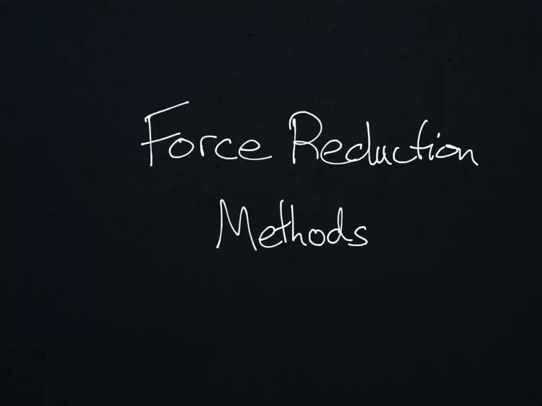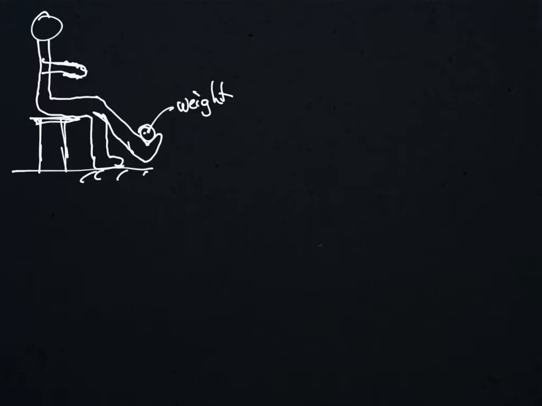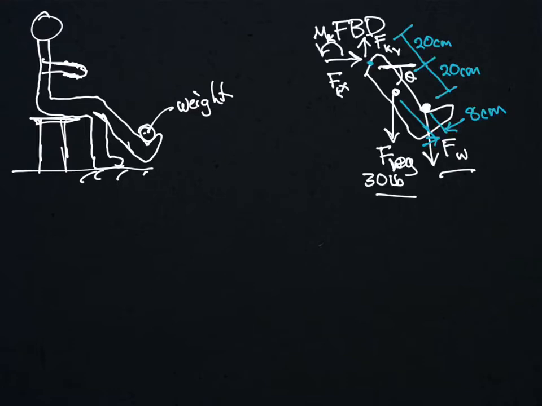Welcome to this video about biomechanics, where we're going to be talking about force reduction methods. In a previous video, we considered an example problem where we had a person doing a simple leg lift, and we drew a free body diagram for the knee, or for the lower leg, and we considered the forces at the knee. We made a really important simplifying assumption when we assumed that there was a force in the x direction at the knee, a force in the y direction at the knee, and a moment about the knee.